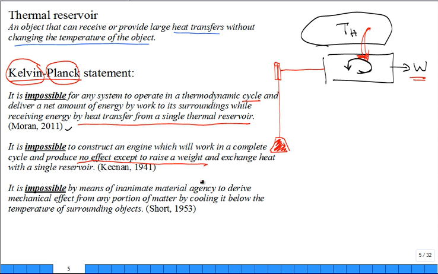Raising a weight is work. Next one: it is impossible, by means of inanimate material agency, to derive mechanical effect, that must be work, from any portion of matter by cooling it below the temperature of the surrounding objects. Some of these get pretty abstract, don't they? All right, something's limiting the performance.